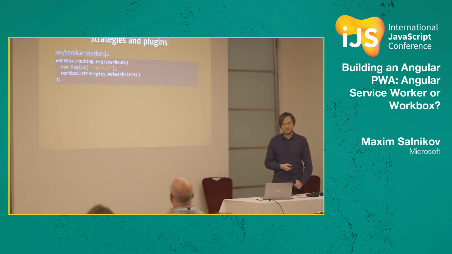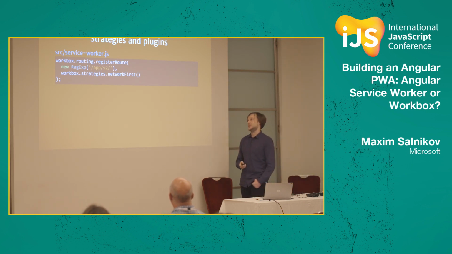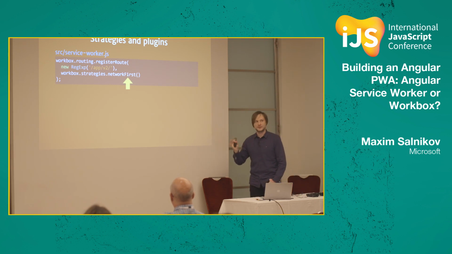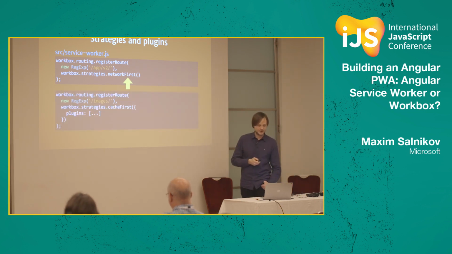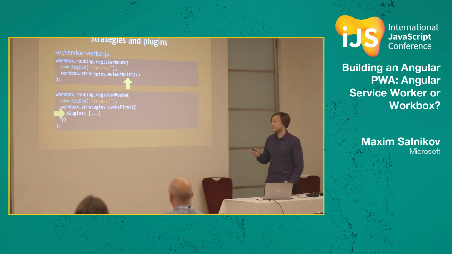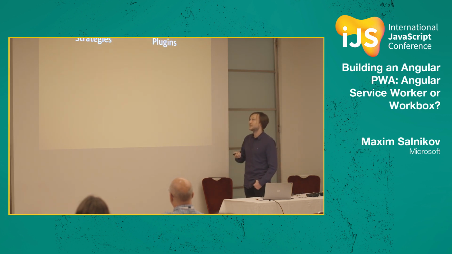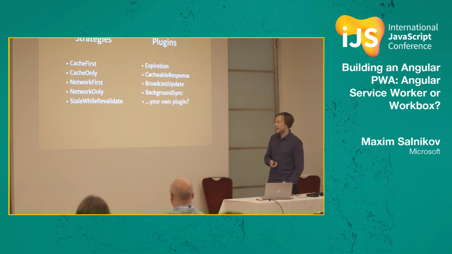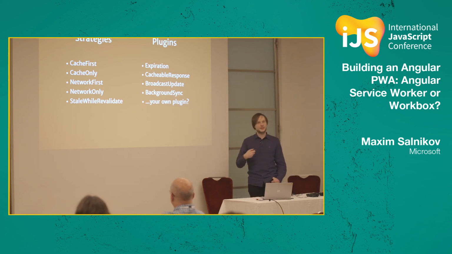Workbox, same idea, but more flexible, more extendable. Strategies registered against some patterns. And here they follow the most, say, common definition. So network first or cache first. And we can provide plugins here. So why is it more flexible and extendable? Because we have at least 5 strategies for now. Maybe they added more, in comparison to 2 in Angular Service Worker, and a variety of plugins and the possibility to write our own code to literally control, I don't know, every single piece of the flow of caching.